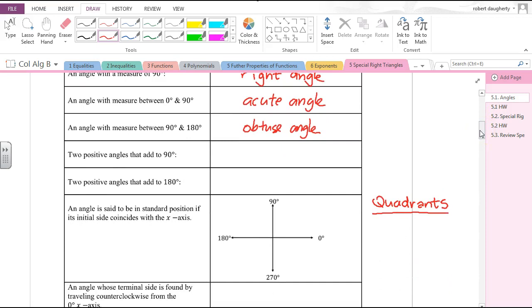If two positive angles add to be 90, we say those angles are what to each other? Complementary. So those are complementary angles. If two positive angles add to be 180, they're called what? Supplementary angles. See, you guys already knew all of this.